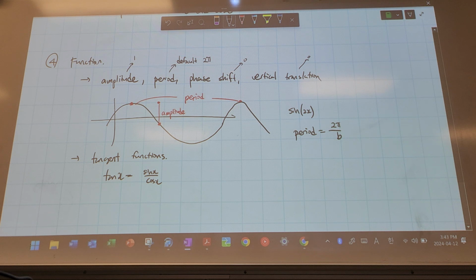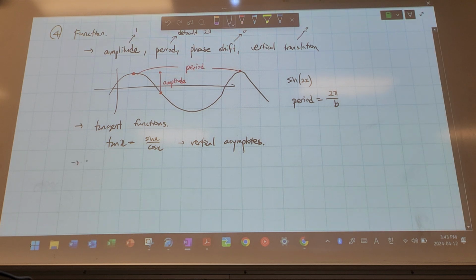When is cosine of x 0? We can look at the shape of the cosine of x and quickly determine that. Cosine of x is 0 at pi over 2 and 3 pi over 2, repeating every pi after that. So we have to talk about the vertical asymptotes. The period is pi over b, and the default is pi.